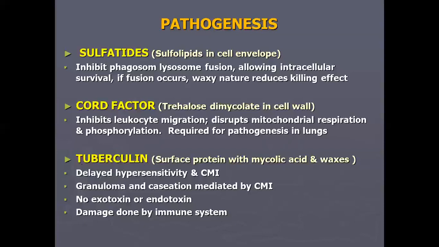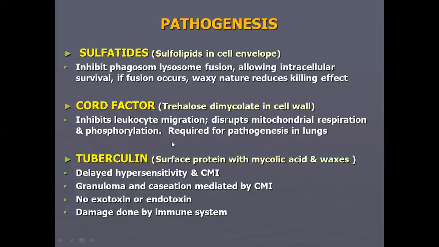These surface proteins, along with the mycolic acid and waxes, really enhance the delayed hypersensitivity reaction. They are responsible for the hypersensitivity reaction and the initiation of the cell-mediated immune response. Now, these tuberculin proteins are used for the detection of tuberculous antibodies in the human serum. And these tuberculins form the basis for the tuberculin skin test for the surveillance of Mycobacterium tuberculosis.